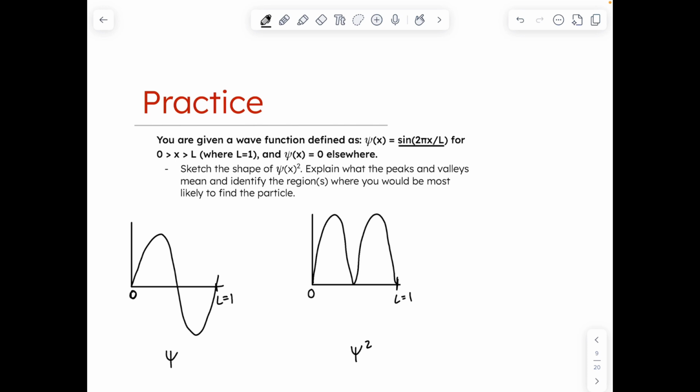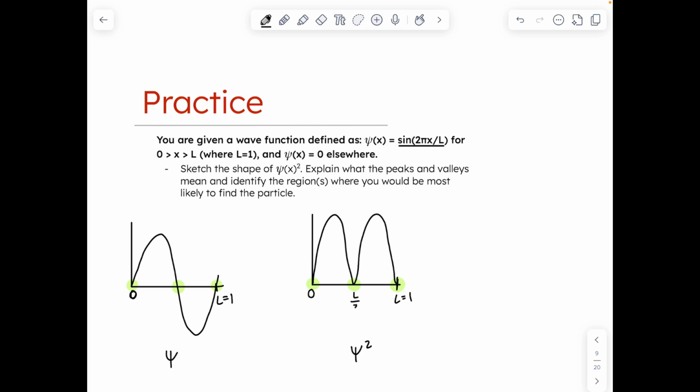So there are a couple things of note here. First and foremost, I want to highlight some of the nodes. Every point where our wave function crosses this axis, or our probability function touches the axis, is going to be a node where there is absolutely no chance of your particle being found there. So that's going to be L over 2 here.